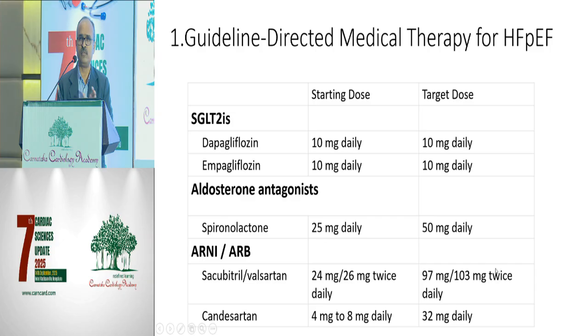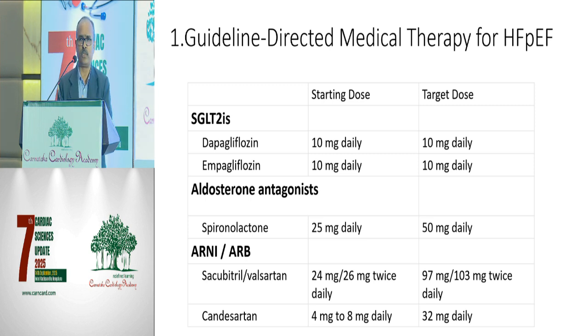ARNI, sacubitril valsartan: start with 50 mg twice a day. Again, you have to watch the blood pressure and go up to 200 mg twice a day. So ARNI, up to an ejection fraction of 56 or 57, has been known to be beneficial. Above that, it's not beneficial. In women, at any ejection fraction it's found to be beneficial.